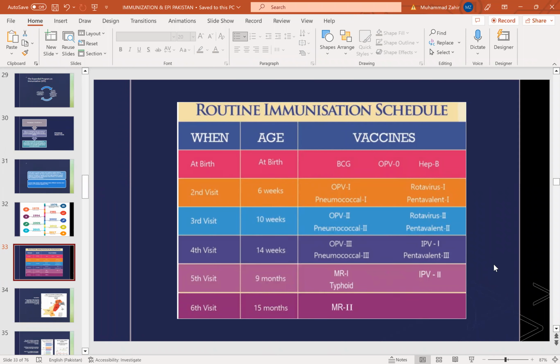At the fifth visit, at the 9th month, MR1, typhoid and IPV2 are given, and the sixth visit, at the 15th month, MR2 is given.